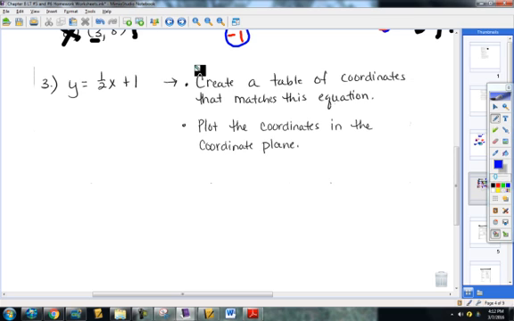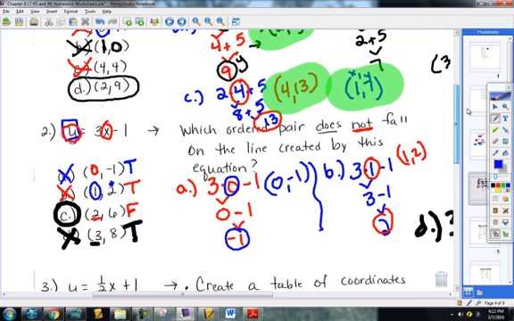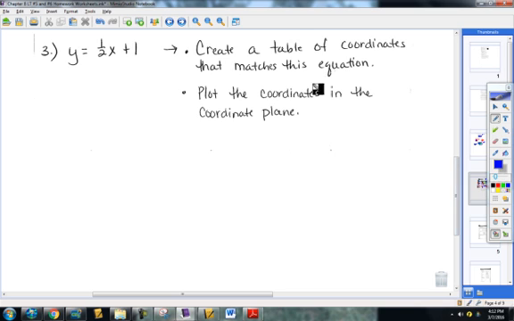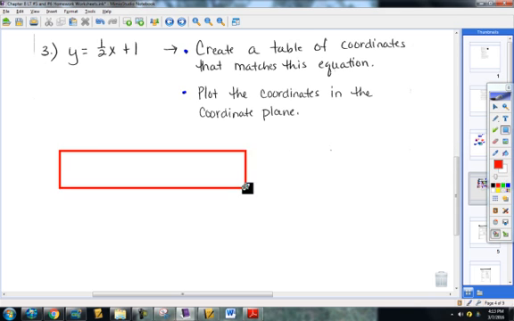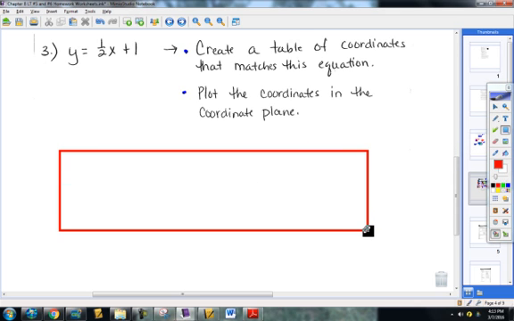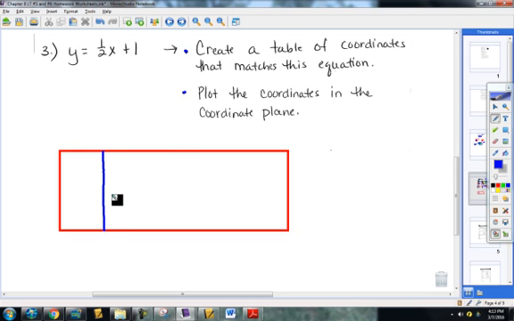Okay. Now this one is a little different because you're going to be creating a table. Okay? A lot of times the tables will be given for you, but I just wanted you to create one on this. So let's just start with a rectangle, I guess. And these can be done both vertically and horizontally. Let me see how many rows I think I need here. This is going to be your x, y, so your coordinates.